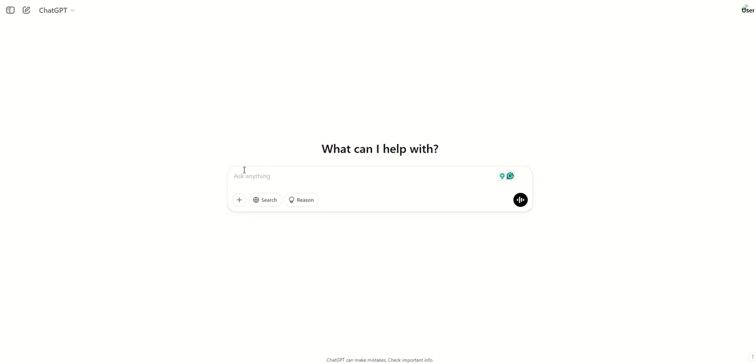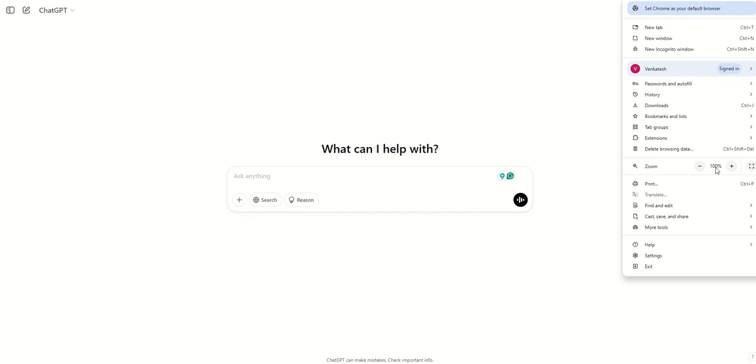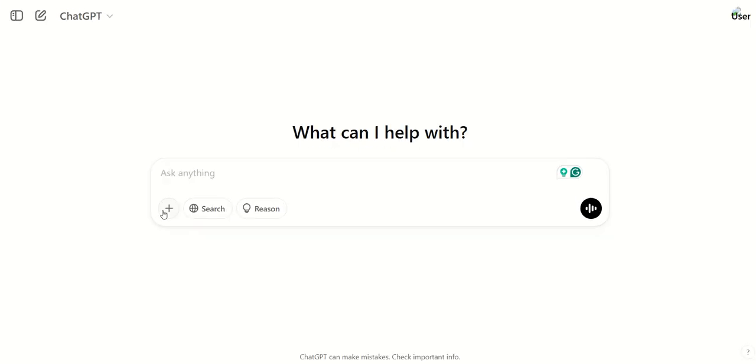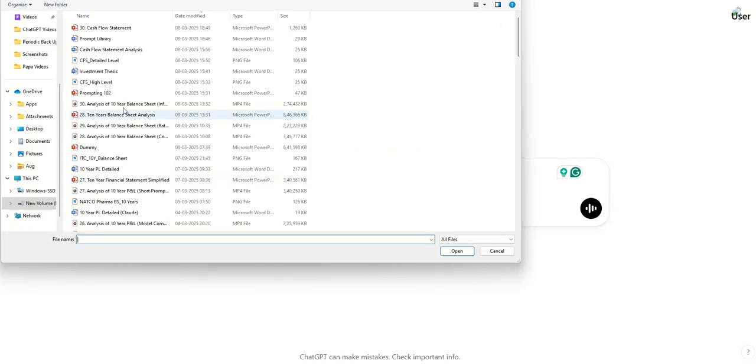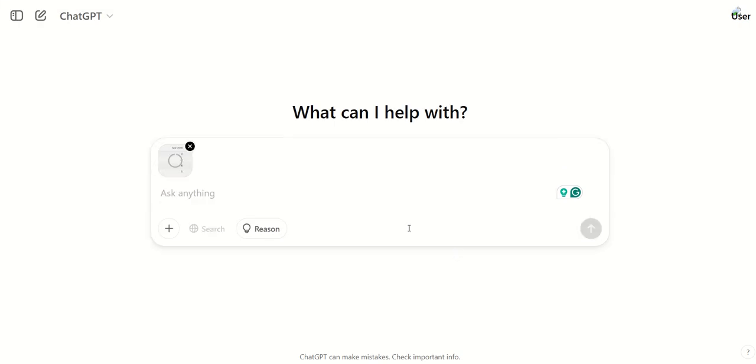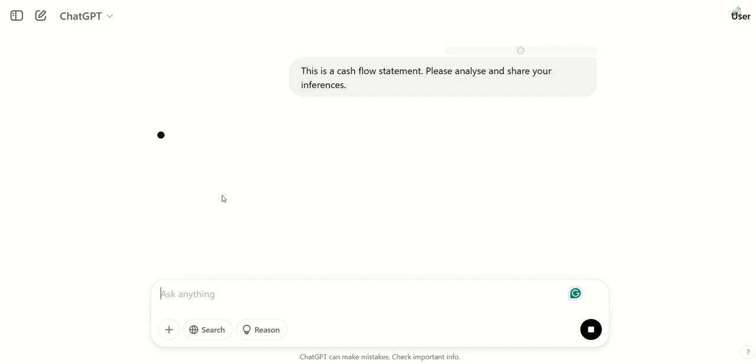Okay. So here I'm going to load, let me enlarge it a bit, the high level cash flow statement, which I called a three line cash flow statement. This is a cash flow statement. Please analyze and share your inferences. This is the very basic analysis which I'm trying to do. Let us see what the output comes.